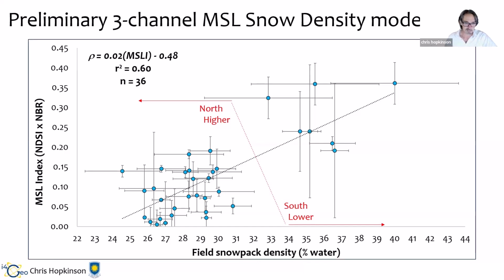N of 36, although each one of those points is represented by up to 5 individual samples. And each 30-meter grid cell is represented by potentially hundreds of Lidar return samples. So that's why there's quite a bit of noise in there. But now we're up at R squared of 0.6. So this is really encouraging, and I think we can do better than that.